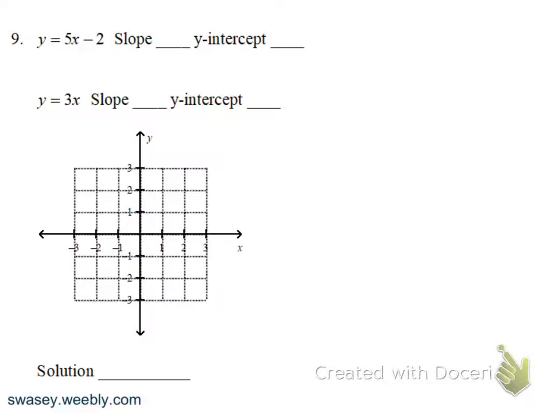Alright, on this one we have a slope of 5 over 1, y-intercept of negative 2. So plot a point at negative 2, and then go up 5 to the right 1. For the second one, we have a slope of 3 over 1. We don't see a number, a constant, so our y-intercept is 0. So put a point at 0, 0 at the origin, and then go up 3 to the right 1. You can also go down 3 to the left 1.